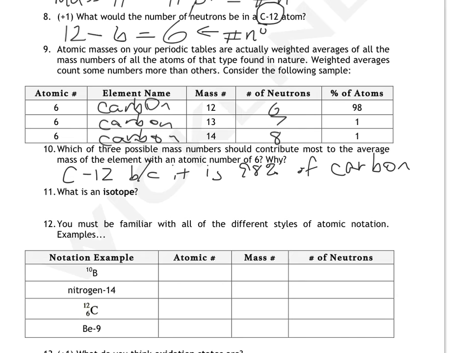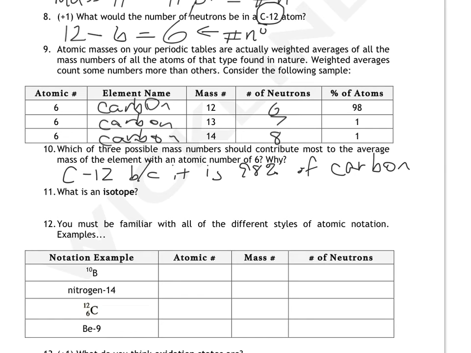So my note here is that since 98% of all carbon is carbon-12, then your answer should be carbon-12 because it's 98% of all carbon. So I've been using the word isotope sort of casually, hoping you wouldn't be panicked by it, but I need to give you a definition now.